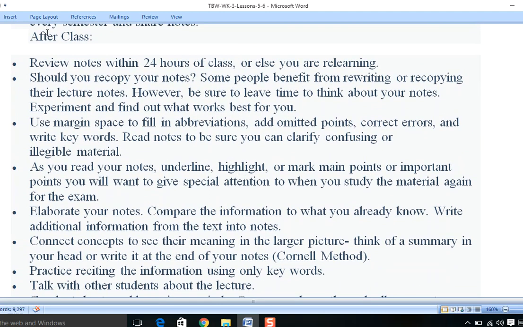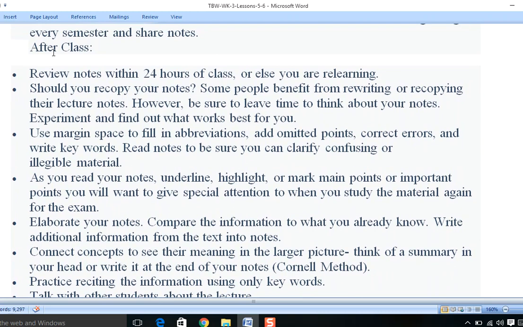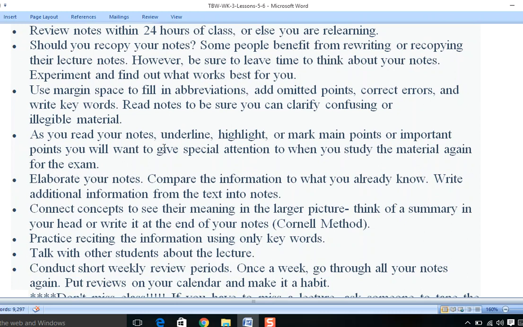And these are the points to be noted after the class. Review notes within 24 hours of the class, or else you are relearning. Meaning within 24 hours you should review, otherwise your memory will fade. Should you recopy your notes? If you think that you need to recopy your notes, then do it. Use margin space to fill in the abbreviations. Fine. Add omitted points, correct errors, and write keywords. Clear? Wherever you have left gaps.